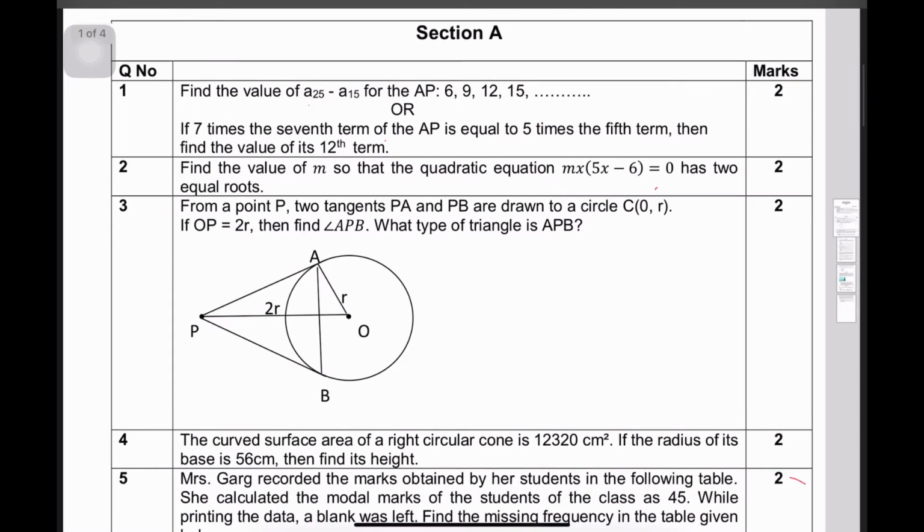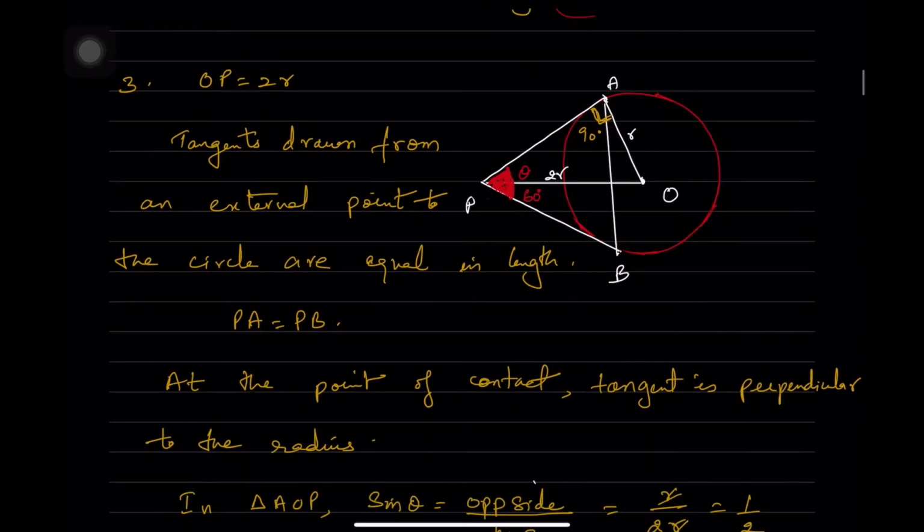The next question is, from a point P, two tangents PA and PB are drawn to a circle C(O, R), that is the center is O, R is the radius. If OP is equal to 2R, then find angle APB. What type of triangle is APB? We are given OP is equal to 2R. The center is O. Tangents drawn from an external point P to the circle are equal in length. So PA is equal to PB.